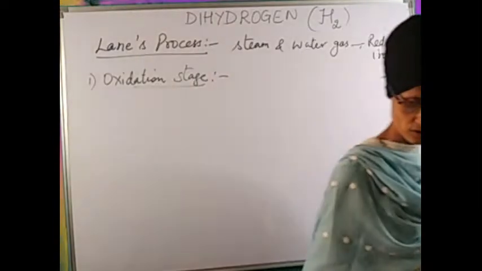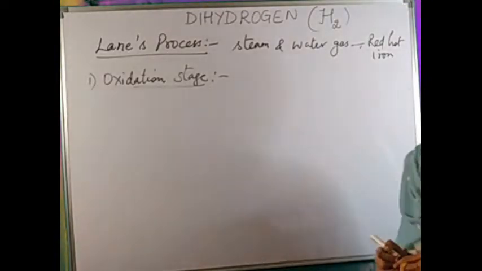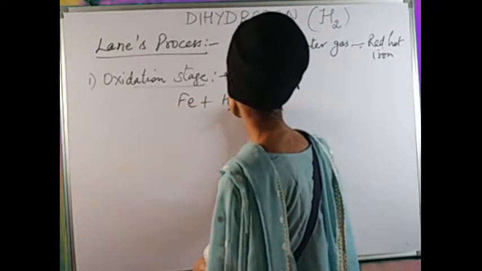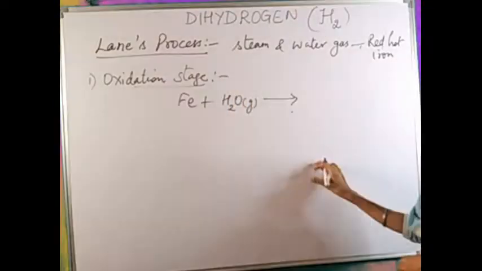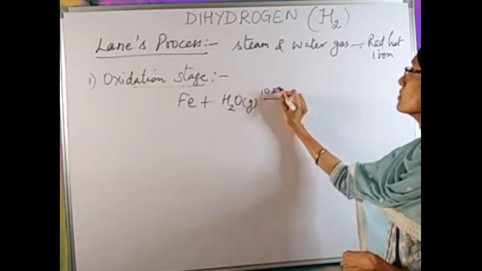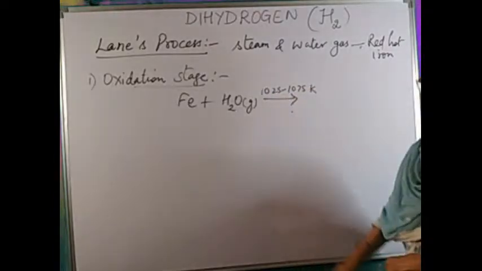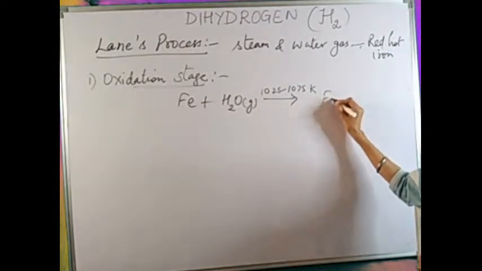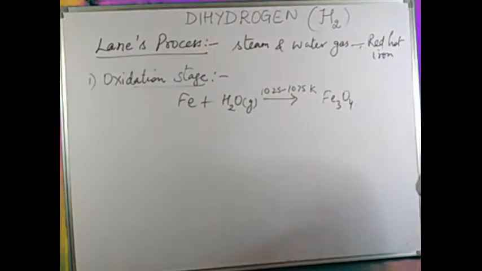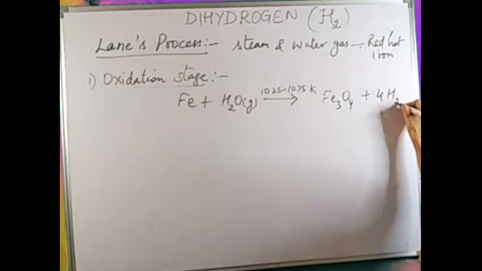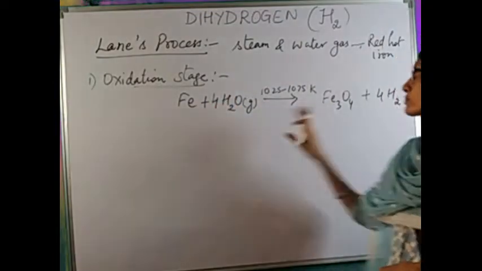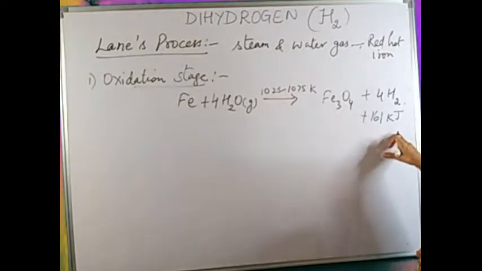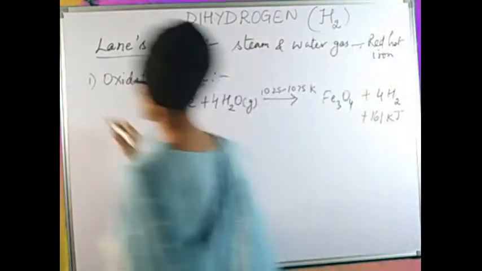During the oxidation stage, superheated steam is passed over the iron. So that means it is a reaction of iron with steam. Superheated means the temperature is very much elevated. What will happen here? Iron will get oxidized to a magnetic oxide like Fe3O4 along with the formation of dihydrogen here. Plus 161 kilojoule per mole of heat is released. It is an exothermic process.